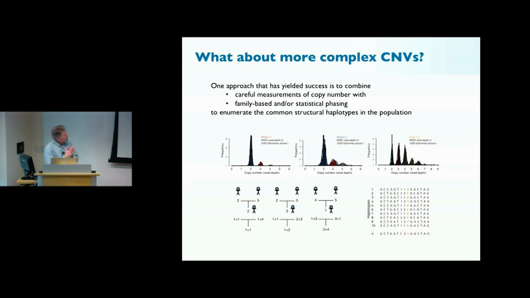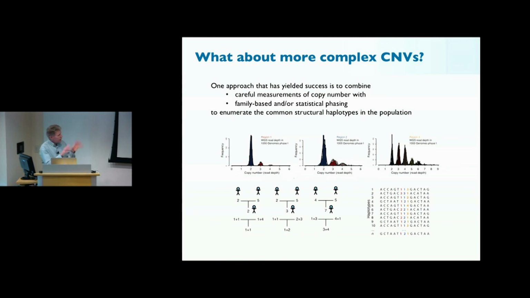Something that we've also taken a look at a lot in our lab is more complex CNVs, not just these large rare deletions and duplications, but what about these complex and multi-allelic copy number variants? One approach that's yielded some success for us is to combine several techniques. First, we take very careful copy number measurements at the locus, and we figure out where the segments are that are changing in copy number.